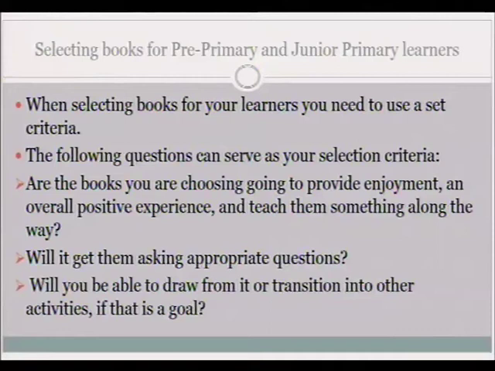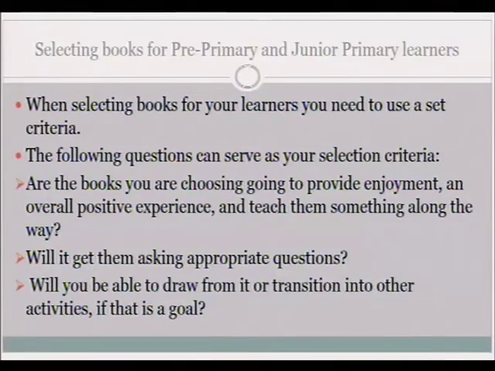The first question that you can ask yourself is, are the books you are choosing going to provide enjoyment? Can the children enjoy it? Does it portray a positive experience for them? Does it teach them something along the way? There has to be something that they learn, and that thing should be positive, and it should be something that the children really enjoy.